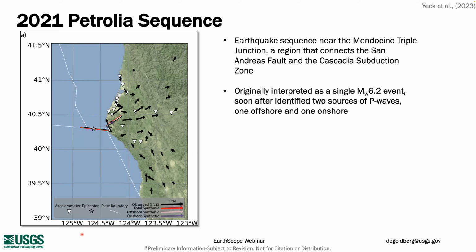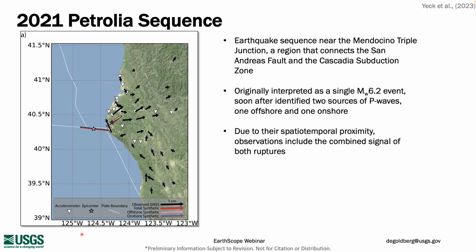And so using the available teleseismic data, which helps us constrain the timing, although those don't have great resolving power for smaller magnitude earthquakes, and all of this strong motion data and static GNSS data, we're able to invert these two ruptures, offshore and onshore, simultaneously to estimate the slip on both features.